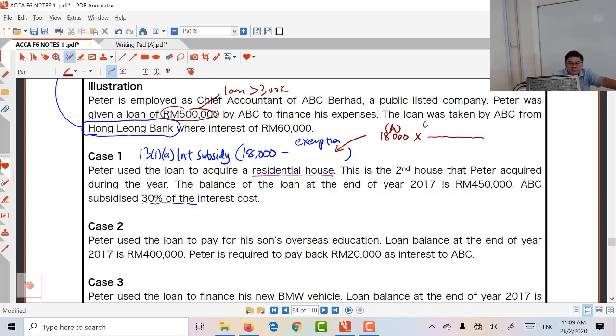What is B again? Lower of 300 or the loan balance. What is the loan balance? They say the loan balance is 450. So in that case, B will have to be 300, the lower figure. And C is the amount you borrow, which is 500. So you see, in that case, you actually have 18,000 times 3/5. Now, the exemption is 10,800. So you've got 7,200.